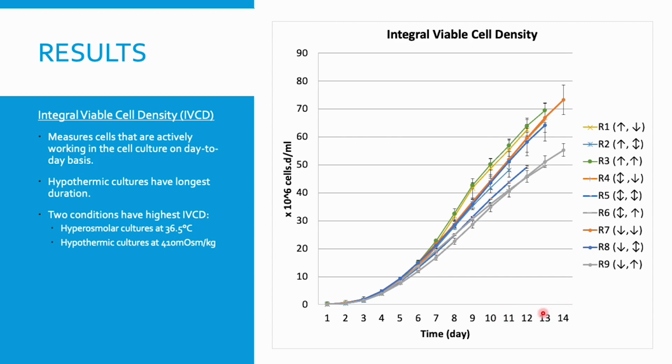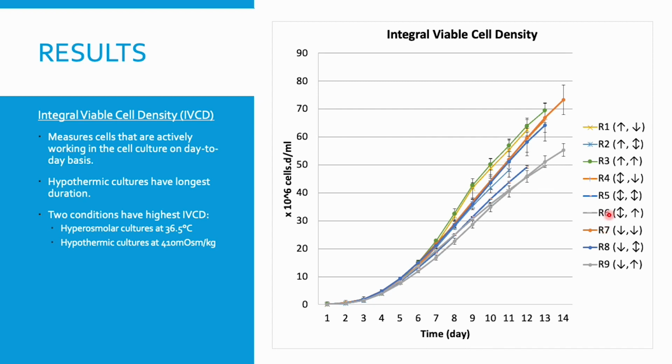From this graph, it shows that the hypothermic cultures, or cultures that run at 32 degrees, denoted by R7, R8, and R9, have the longest duration, which is here. At 36.5 degrees, which is plot R1, R2, and R3, the IVCD is high for all cultures, except cultures that run at midpoint osmolality, R2, where the plot is here.